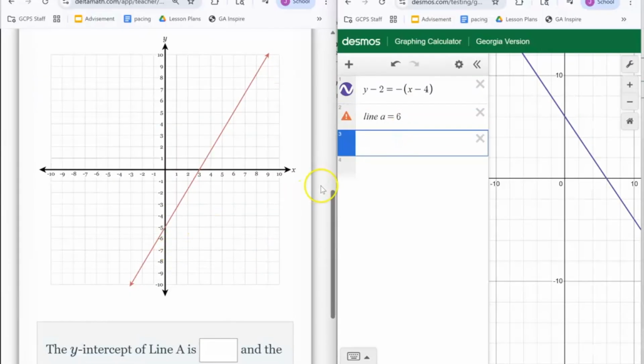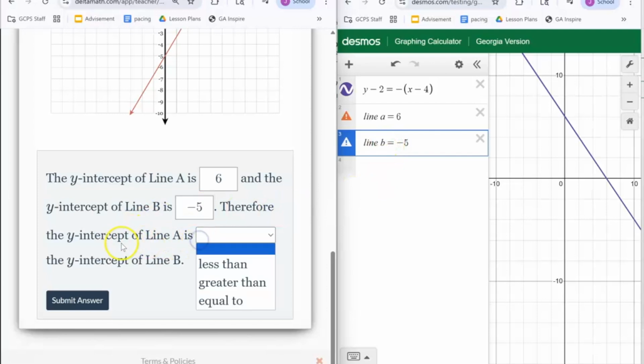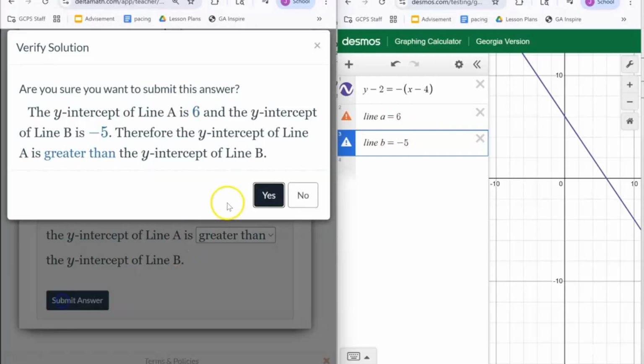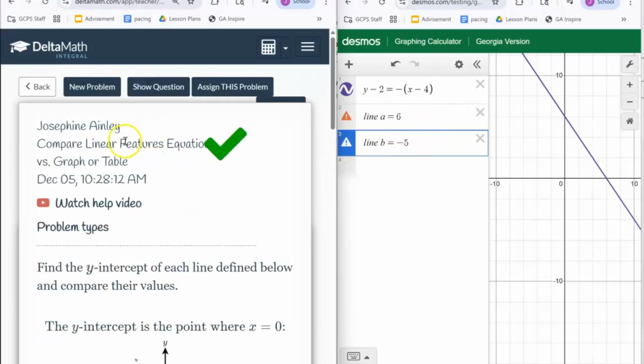And then I come to the graph of line B. So I go line B, and I write it as notes. Like if you had a scratch sheet of paper, you'd be writing it on paper. The y-intercept for this one is -5. Then I go answer the questions. The y-intercept for line A is 6. The y-intercept for line B is -5. Therefore, now you're just comparing the y-intercept for line A. So 6 is bigger than -5. That's what I'm looking for. Greater than -5. Okay. Last one I will compare is slopes.